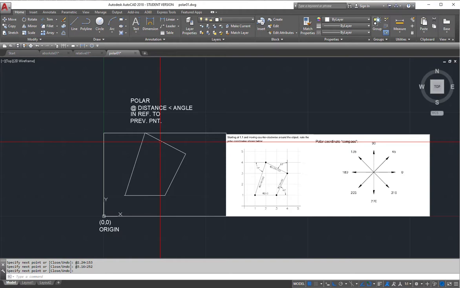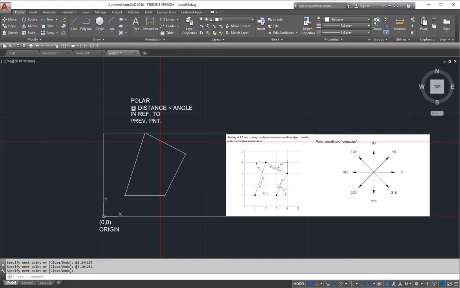Remember, it's always in reference to the previous point, which is the at, and then your distance less than your angle. And those are going to be the three different ways: the absolute, the relative, and polar. Those are the three different ways that we're going to input our information. You have to know it. You must understand how this works. Otherwise, you really don't understand how AutoCAD works.